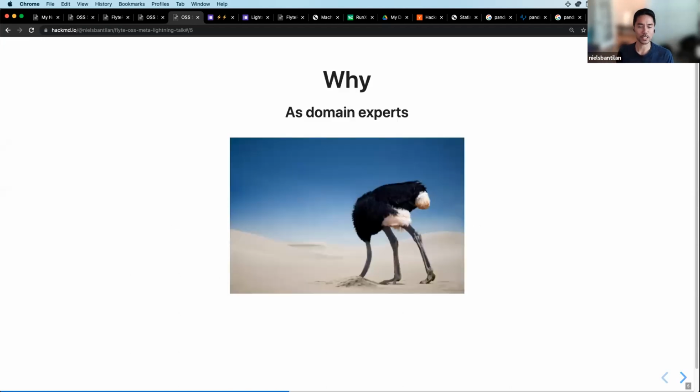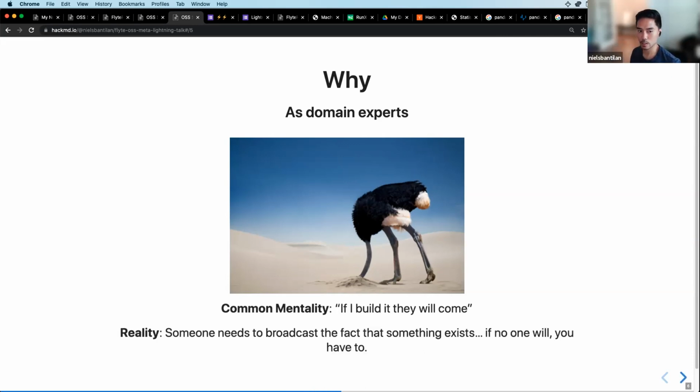The first level of why for you, as domain experts or engineers, technical folk, people who build things or study things, analyze things, we tend to like to put our head in the sand, like this ostrich here. I might be projecting, but this is just me, maybe. But I think there's a common mentality of, if I build it, they will come because it's so awesome, right? And the reality is someone needs to broadcast the fact that something exists. Hence why advertising and billboards and whatnot is such a big industry.